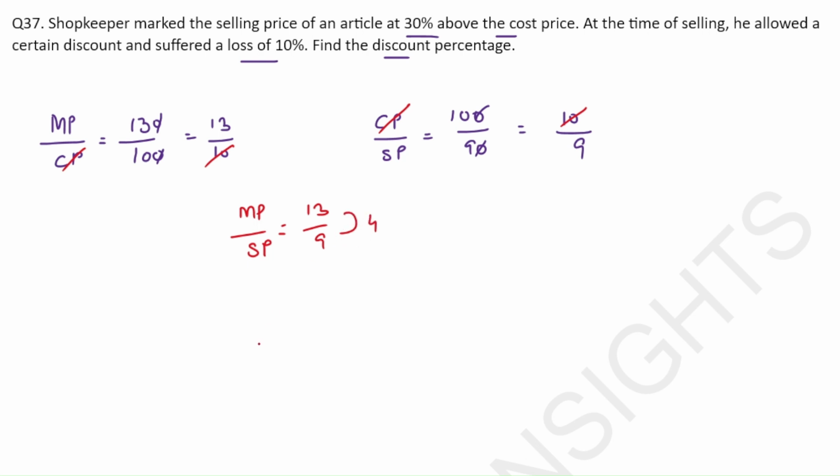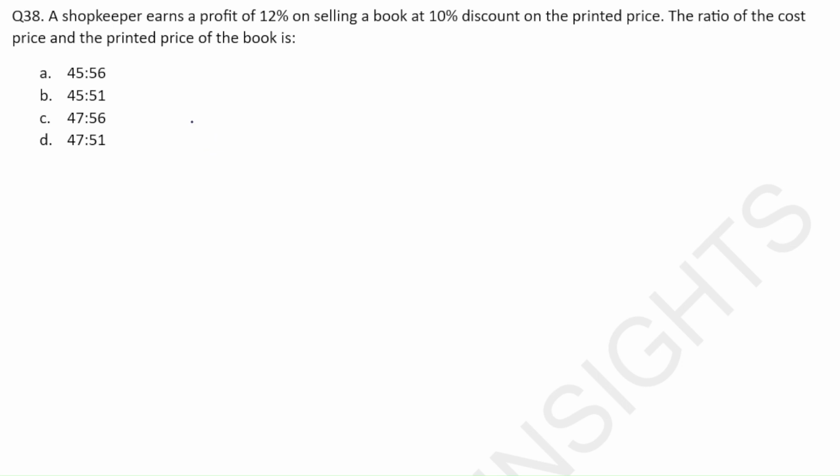So we have to find a discount percentage. So discount percentage will be, difference is 4. Always with respect to MP when it comes to discount. So that is 4 by 13 into 100. So if you solve this, you will get the answer is 30.78%.